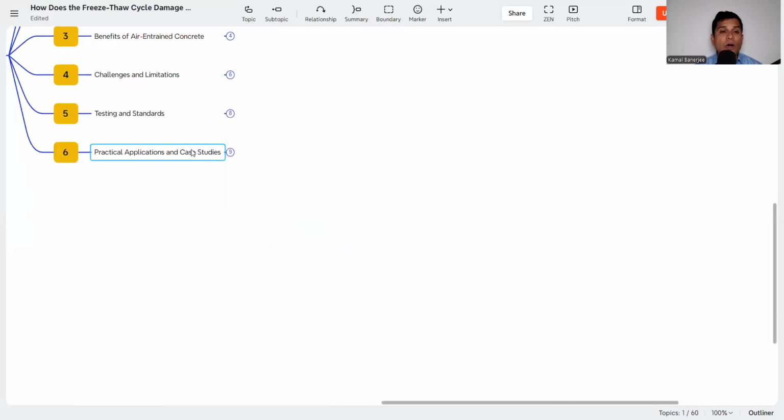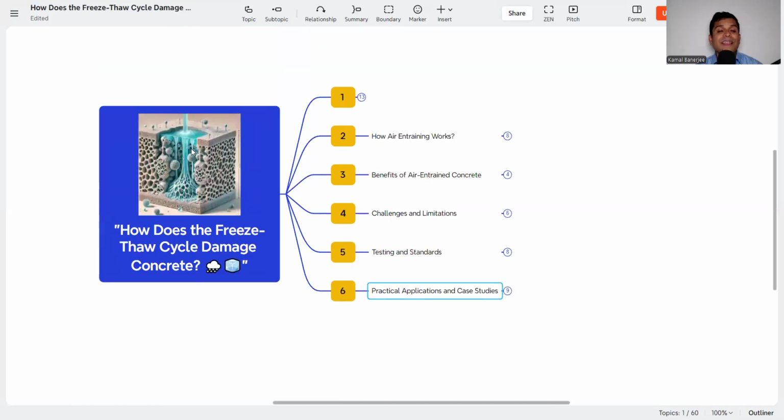So this is all about the Freeze-Thaw cycle, how the Freeze-Thaw cycle damages concrete, what the test procedures are, and everything.